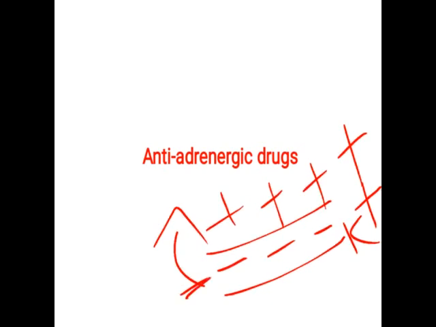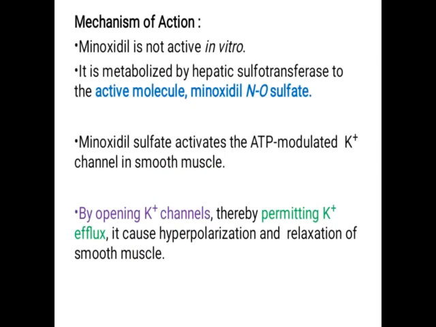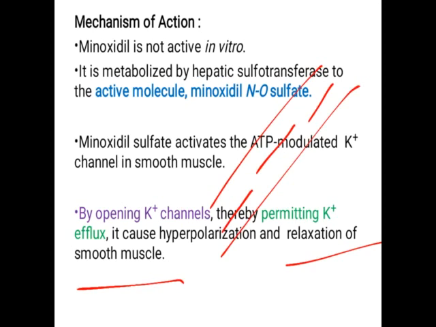So in this way, the potential difference between the extracellular part and intracellular part is increased, and it is called hyperpolarization, and this hyperpolarization is responsible for the relaxation of smooth muscles. Got it? So inside there is negative charge, outside there is positive charge, and potassium ion is an intracellular ion.